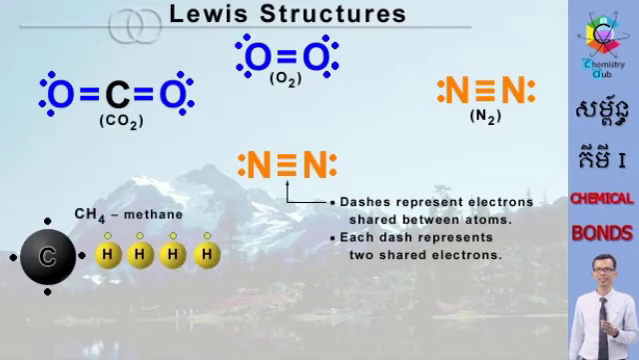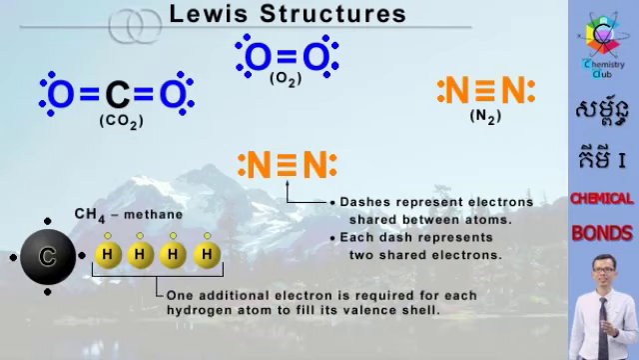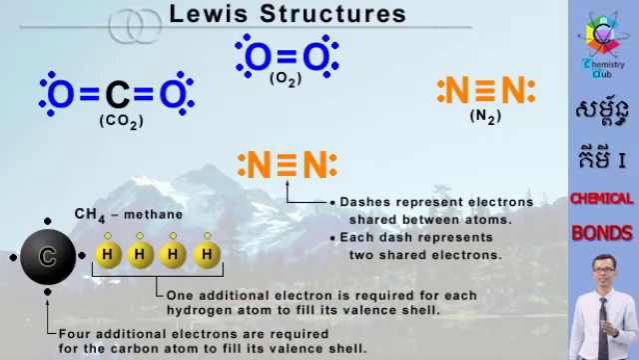first determine the number of valence electrons for each atom involved in the molecule and draw each atom's Lewis dot diagram. Remember that a hydrogen atom has 1 electron in its valence shell, and that a carbon atom has 4 electrons in its valence shell. Also remember that a hydrogen atom requires 1 additional electron to fill its valence shell, and a carbon atom requires 4 additional electrons to fill its valence shell.